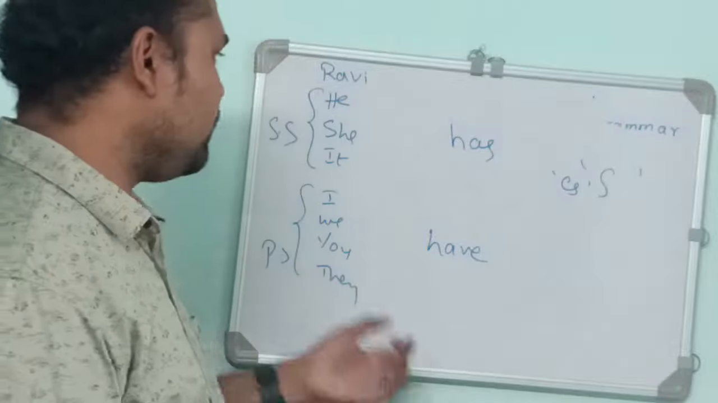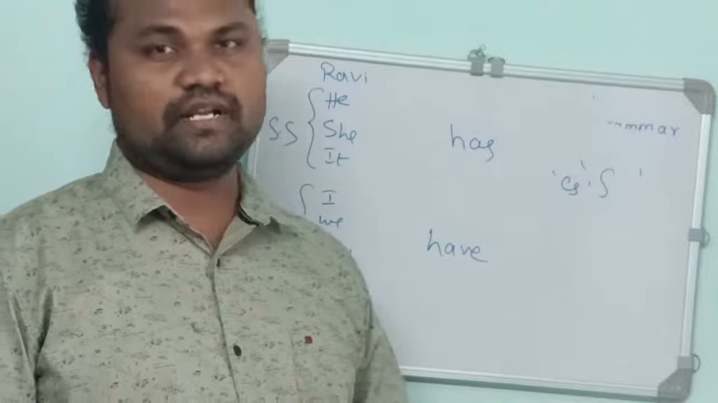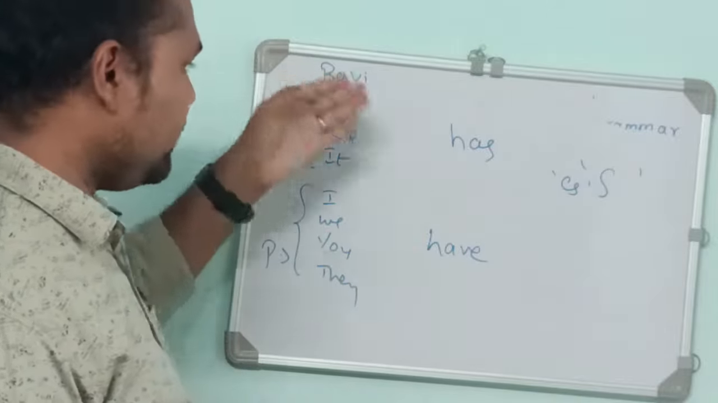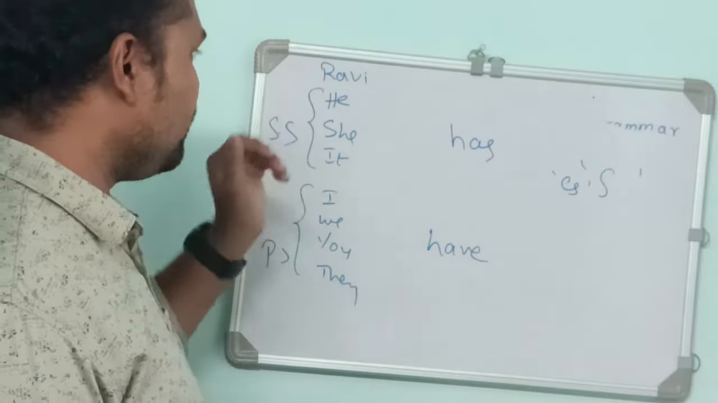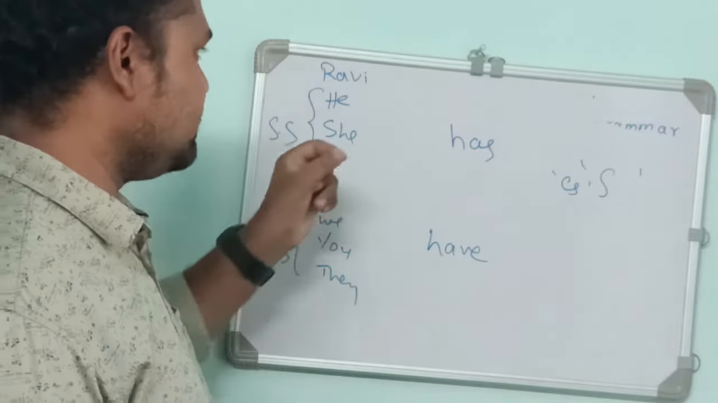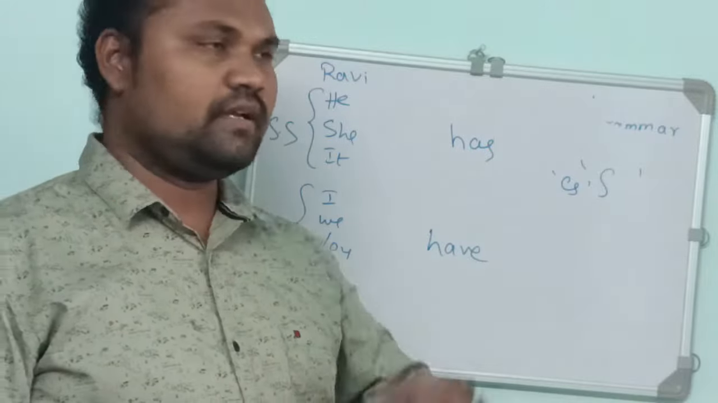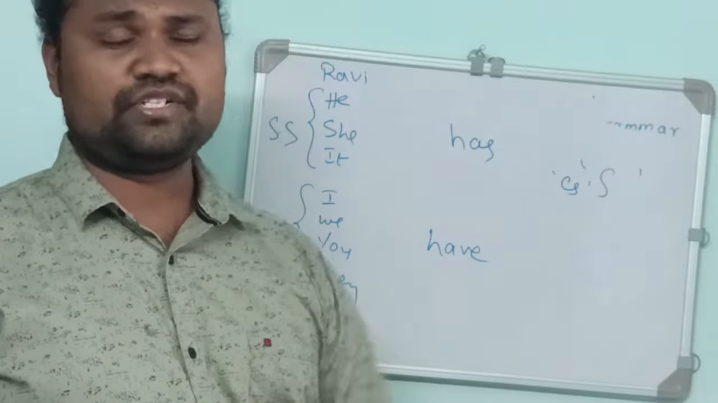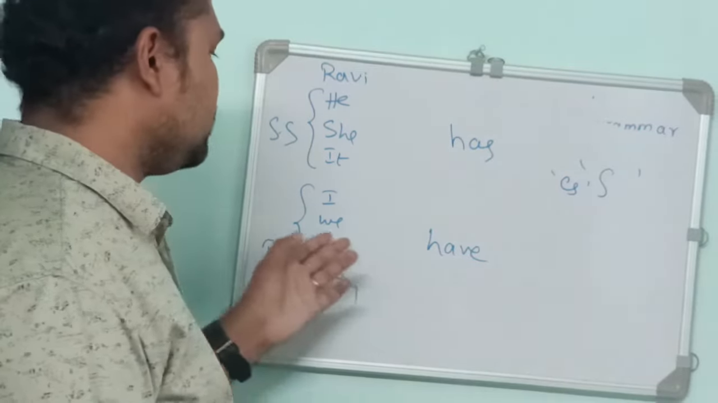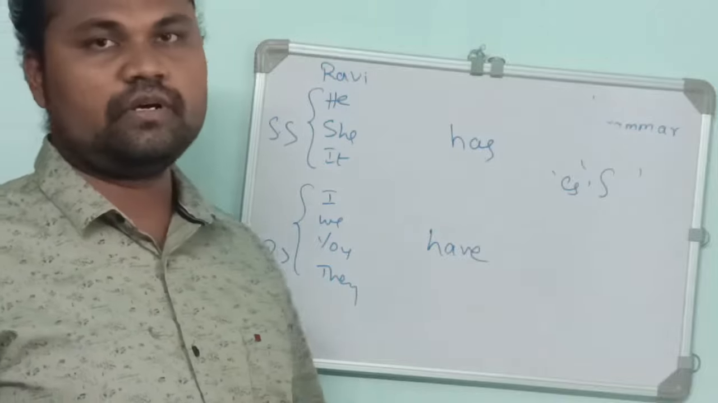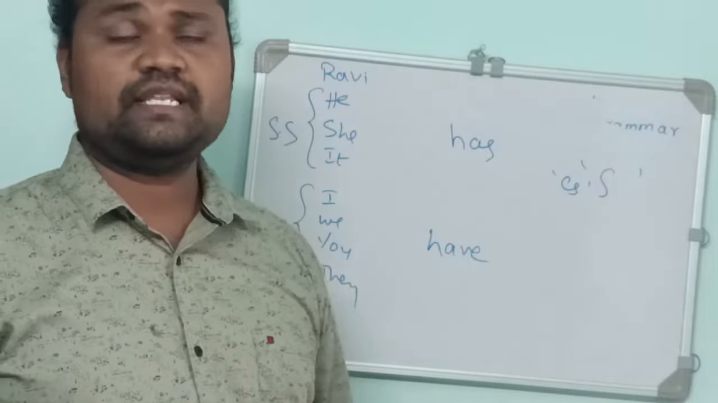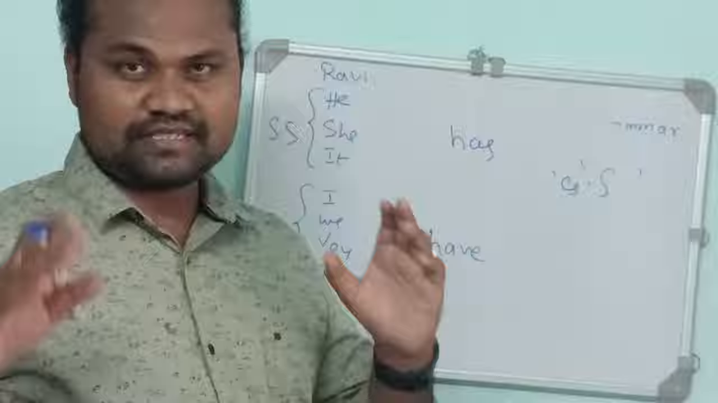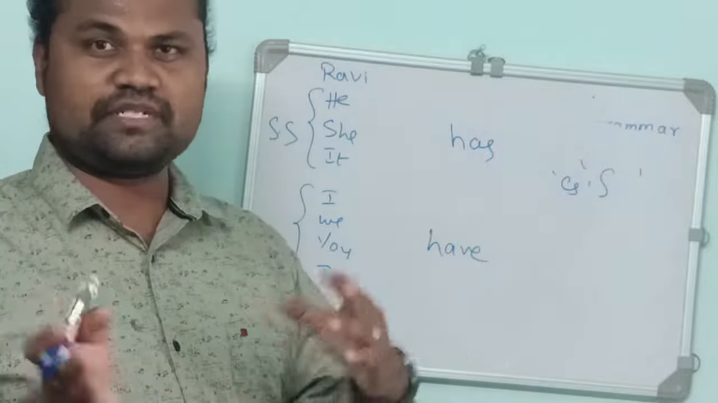Yes, those who are watching this video, please watch carefully. Please try to understand what I am telling here. Yes, he has, she has. Not Ravi have, not he have, not she have. Ravi has. Ravi has a bike. He has a mobile. She has a job. I have a job. We have a job. You have good knowledge. They have money.